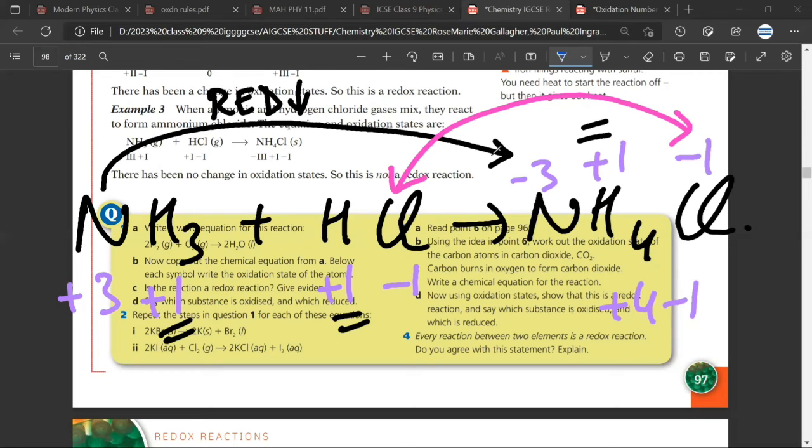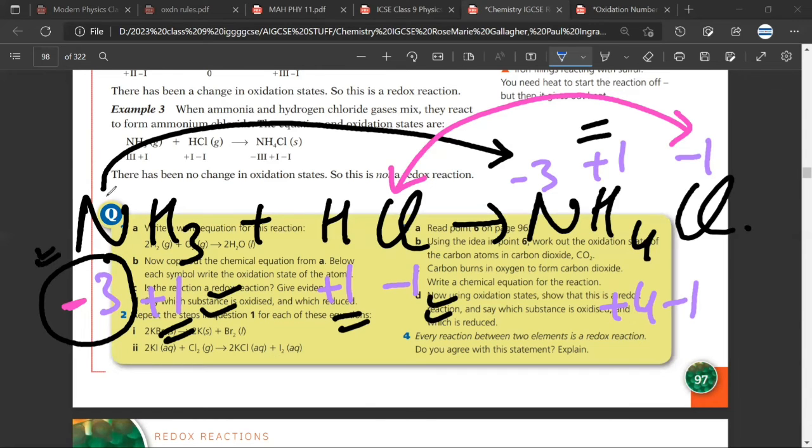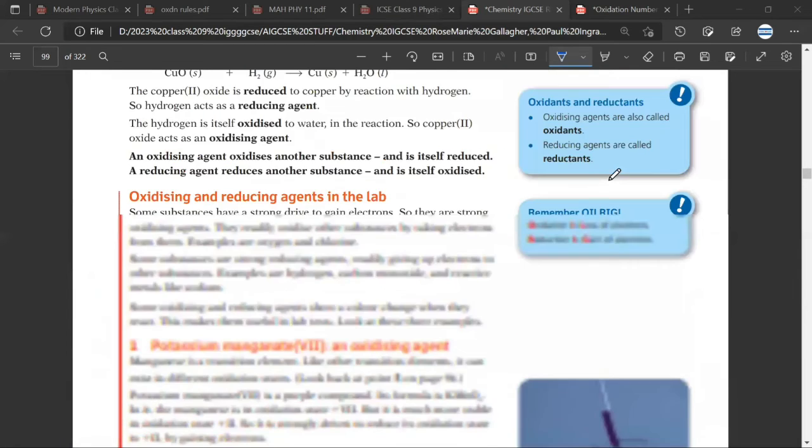Now, oh, I've made a mistake. One second. This would be -3. I'm sorry. This would be -3. So that is why it is -3 and -3. Because no change in oxidation number is happening, either for hydrogen or for chlorine or for nitrogen. That is why this is not a redox reaction. Any doubt, Chris? No, sir. We'll do just 2-3 more examples.